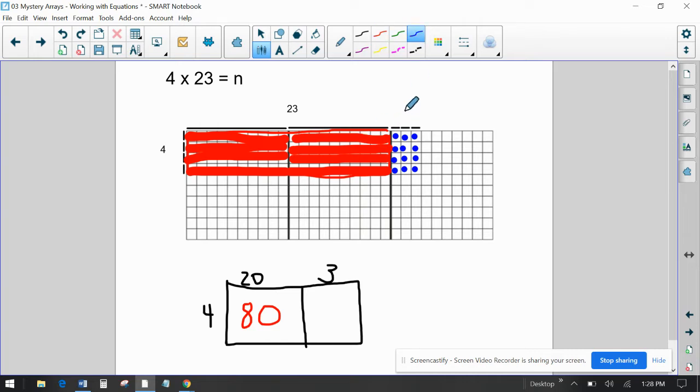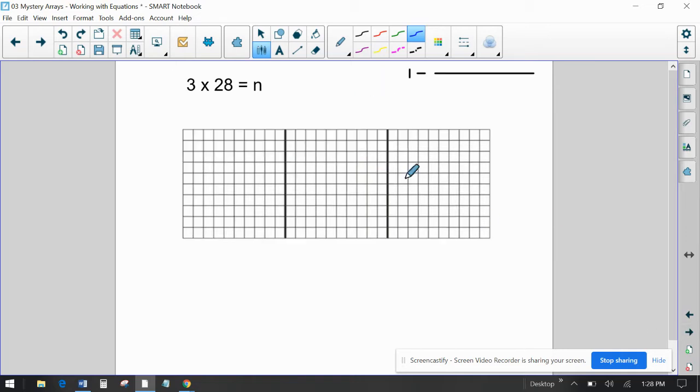And then over here, there's a 3 across and then 4 down. 3 times 4 is 12. That's what we're doing down here. So if we find the sum of these products, the 80 and the 12, it ends up being 92. If I counted every single one of these squares on here, there's 92 filled in. So n, the missing value, n, is 92.